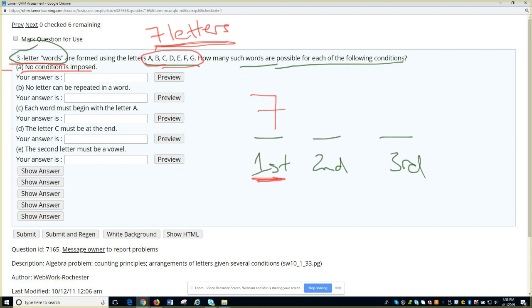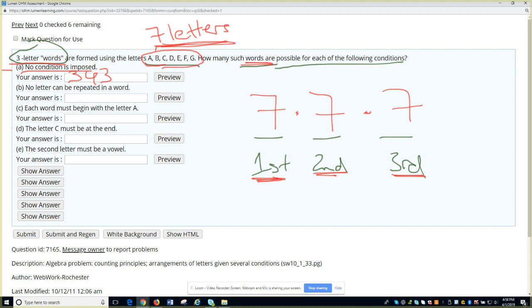Since no conditions are imposed, for my second letter choice, I also have 7 options because there's no restriction on repeating a letter. And then for my third letter choice, I also have 7 letters to choose from. The fundamental counting principle tells us we can multiply the options across all the choices that we're making, and that's going to give us the total number of possibilities. So in this case, I have 343 words that are possible.